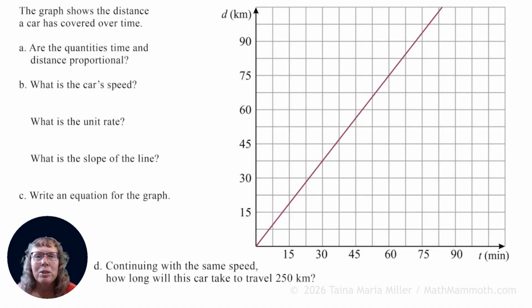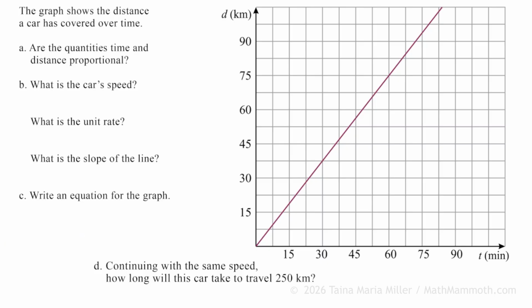Okay, lastly, we're going to look at this graph, which shows a distance that the car has covered over time. Think about each of these questions yourself first, okay? Are the quantities time and distance proportional? We can see it right from the graph. Because when two quantities are proportional, then the graph is a straight line through the origin. So yes, in this case, they are proportional.